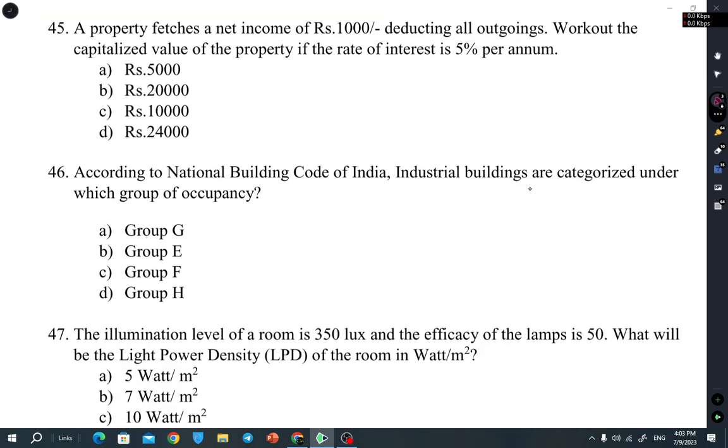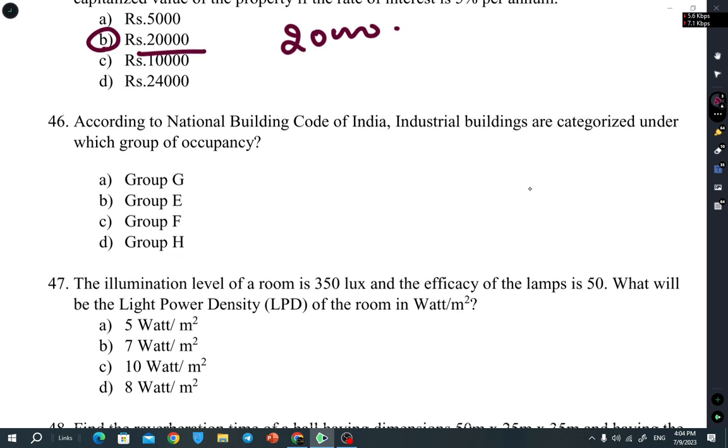A property fetches a net income of 1000. Deducting all outgoings, work out the capitalized value of property if the rate of interest is 5% per annum. Answer is option B, 20,000. According to National Building Code of India, industrial buildings are categorized under which group of occupancy? Answer is option A, group G.